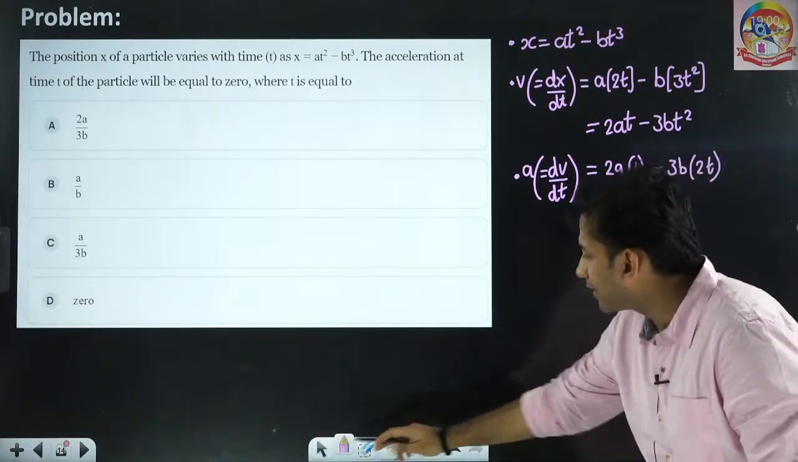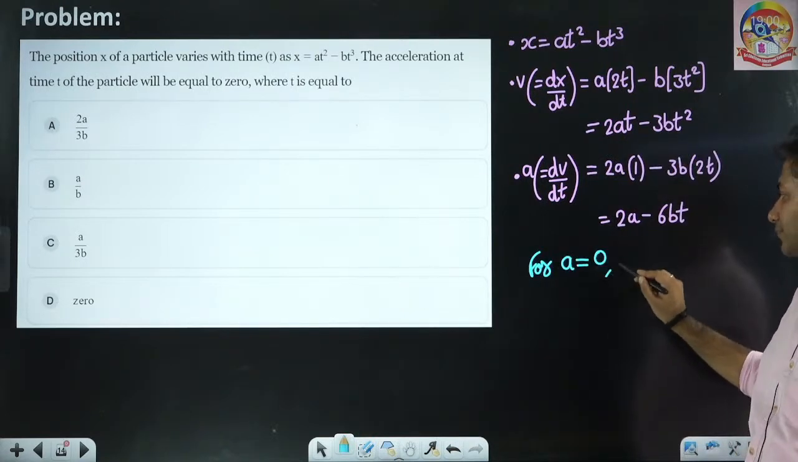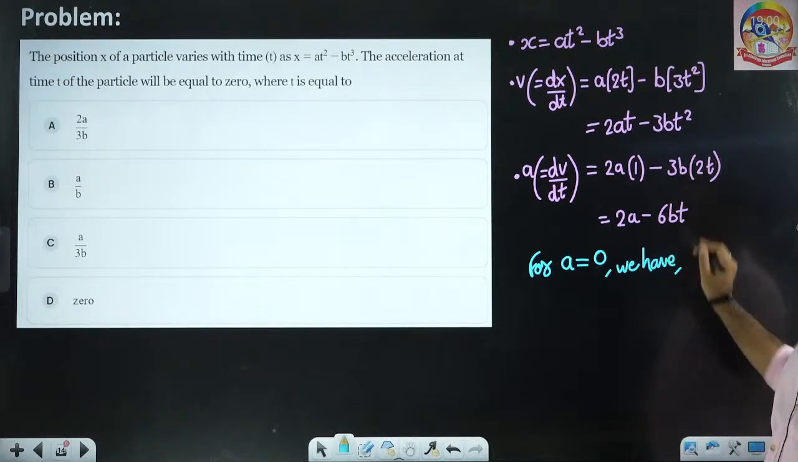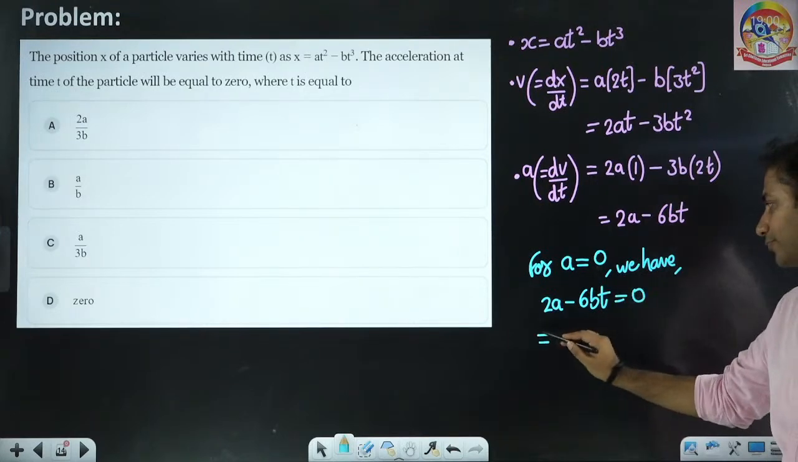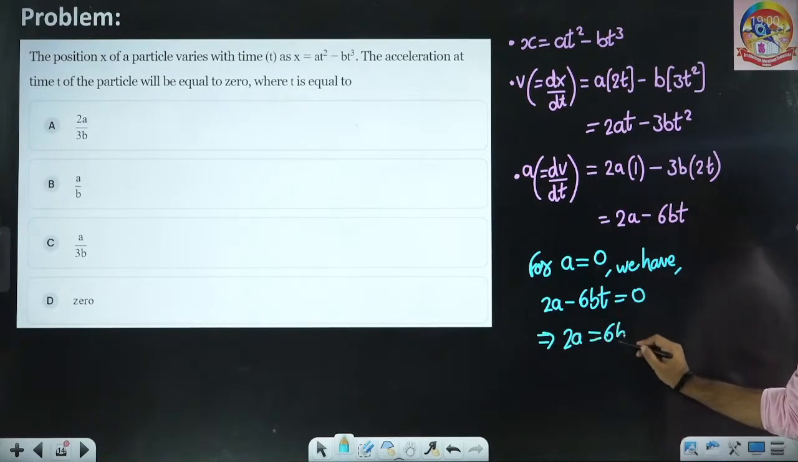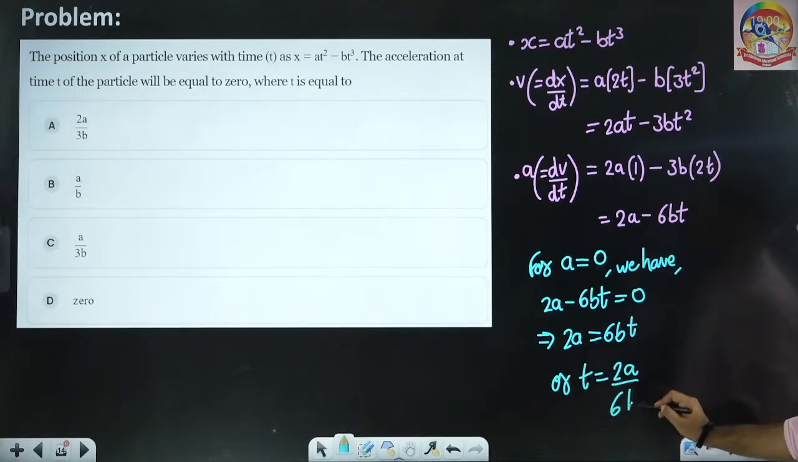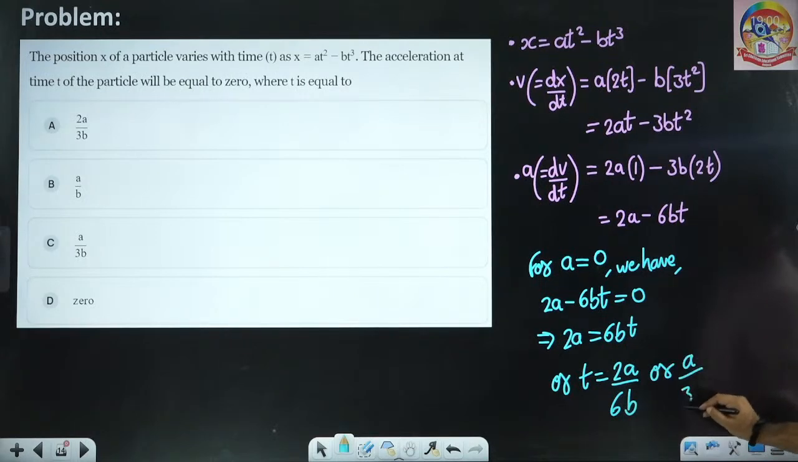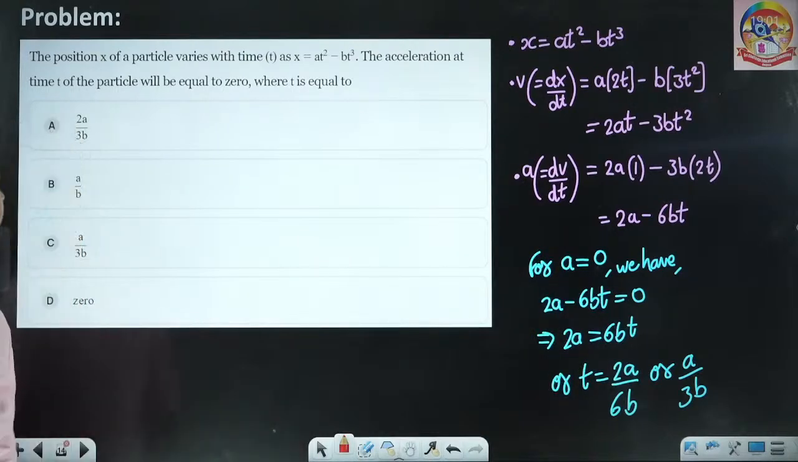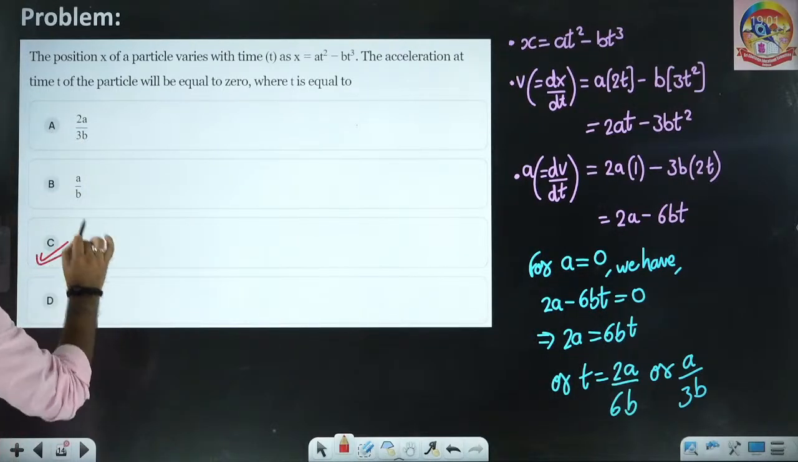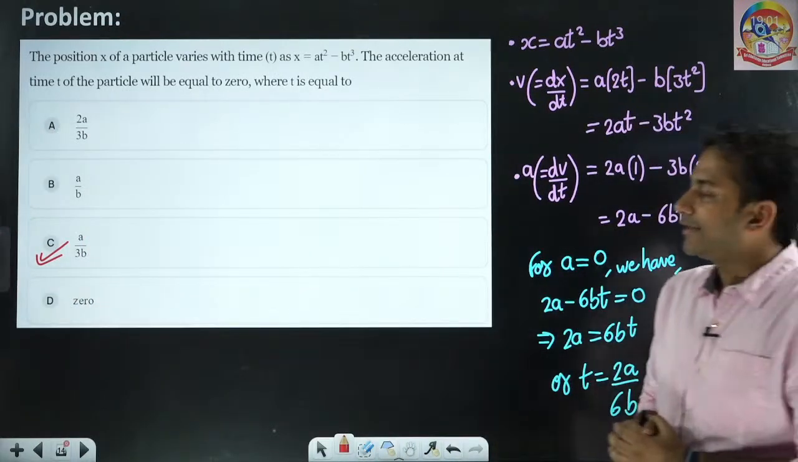Now what are they asking? They are asking acceleration is 0. For acceleration to be 0, we have 2a minus 6bt. This must be equal to 0. From here 2a is equal to 6bt, or t will be equal to 2a by 6b, or a by 3b. Alright. Option C is absolutely correct. I hope that is clear to you. a by 3b.